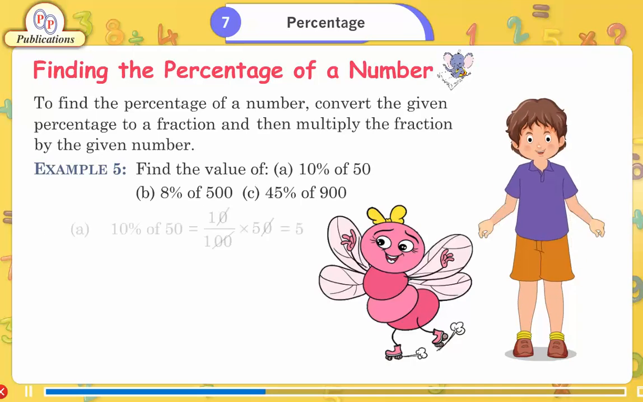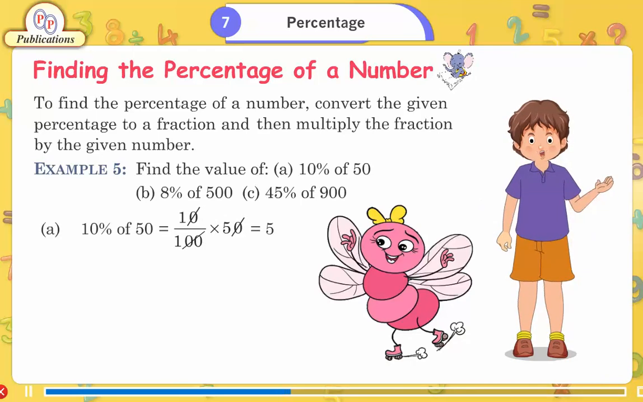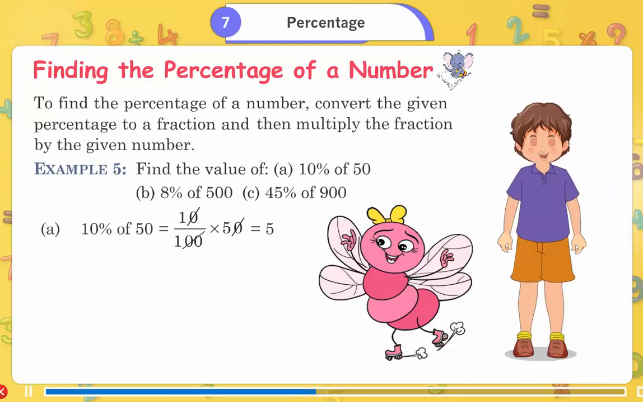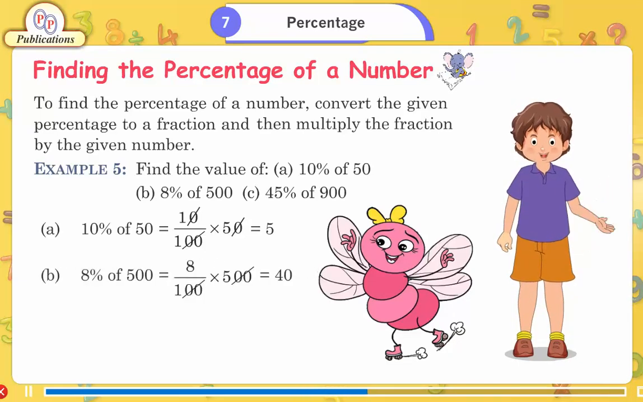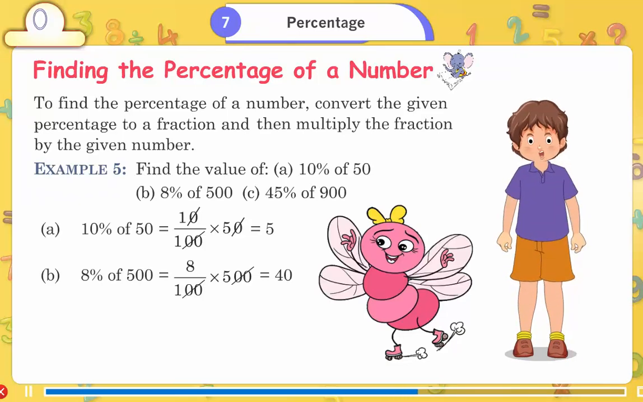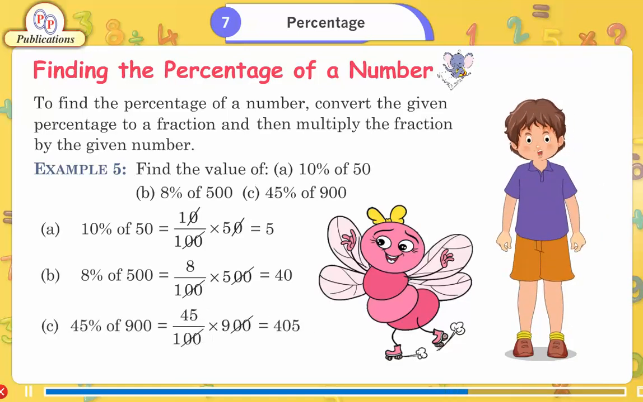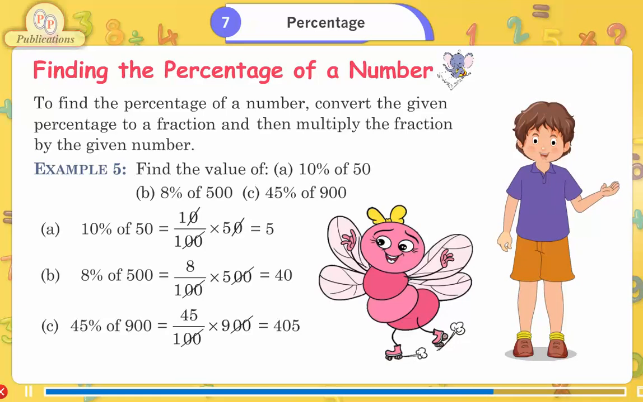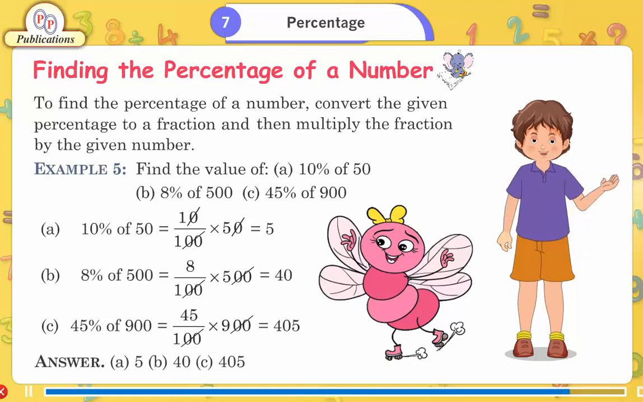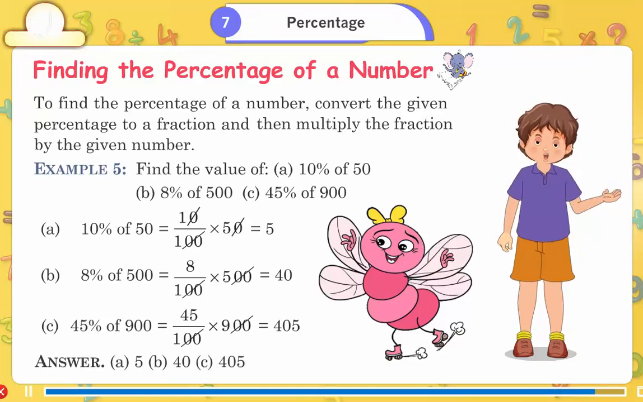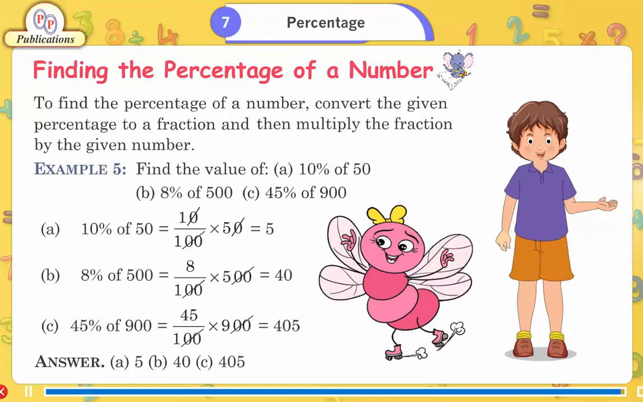45% of 900. A. 10% of 50 is equal to 10 by 100 multiplied by 50 is equal to 5. B. 8% of 500 is equal to 8 by 100 multiplied by 500 is equal to 40. C. 45% of 900 is equal to 45 by 100 multiplied by 900 is equal to 405. Answer: A. 5, B. 40, C. 405.